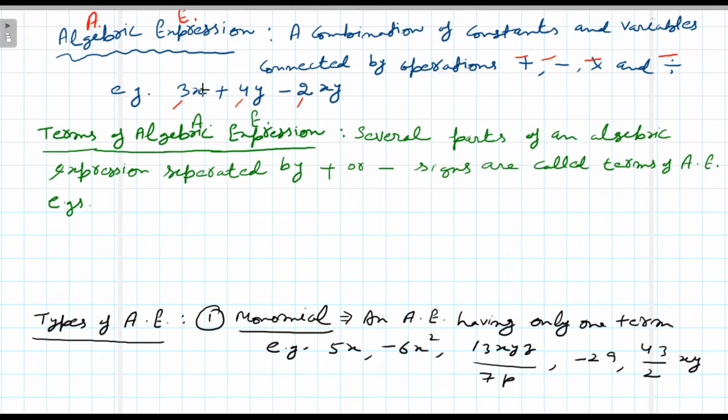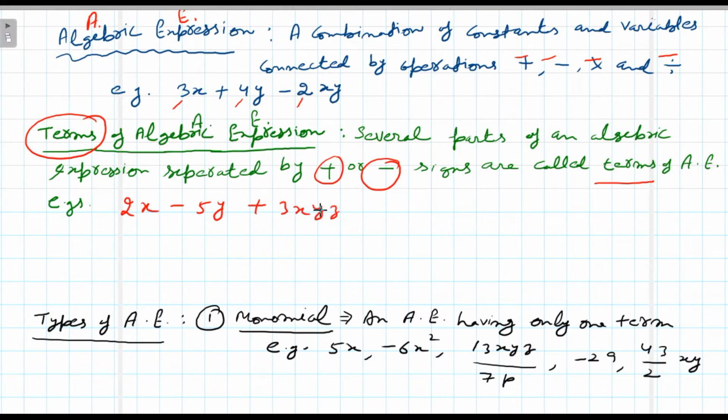Now we will do the terms of an algebraic expression, AE. Several parts of an algebraic expression separated by plus or minus sign are called terms of the algebraic expression, right? For example, I write any algebraic expression: 2x minus 5y plus 3xyz.